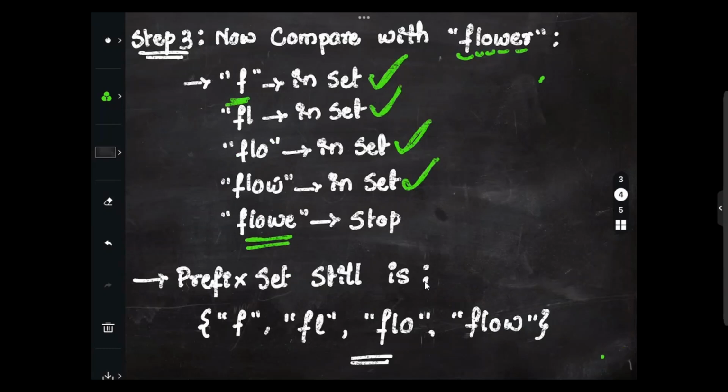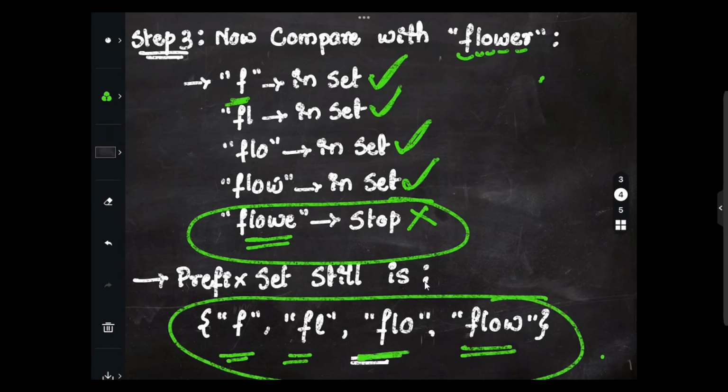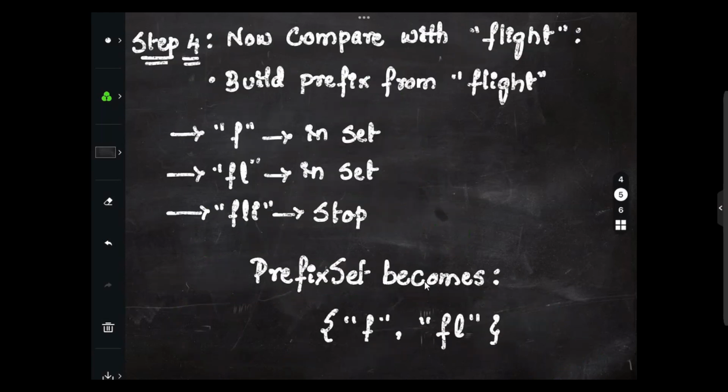FLOWE, the E is not present, right? Flow is the shortest string and FLOW is the longest prefix here. In this case, FLOWE is not present in the set. In this case, what we will do, we will stop here, right? So the prefix set still consists of F, FL, FLO, and FLOW, these four strings, right? So I hope this is clear.